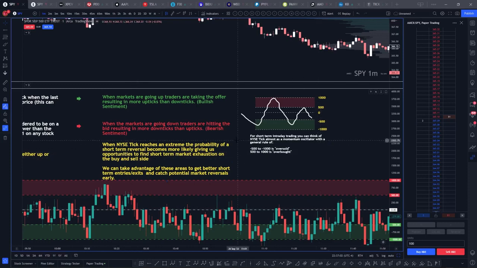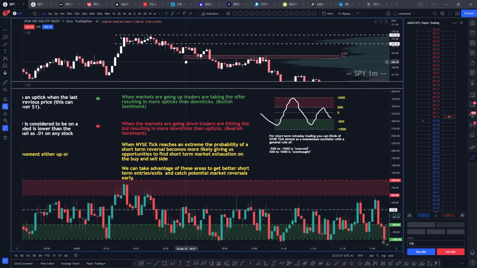We can use this to create a short-term intraday oscillator with our tick by finding the areas that are considered overbought and oversold for our short-term trend moves, right? So when tick reaches an extreme, and in this case, we're considering the 500 to 1,000 as our extreme overbought area, whereas our negative 500 to negative 1,000 as our extreme oversold area. So these are the most likely points for a potential reversal.